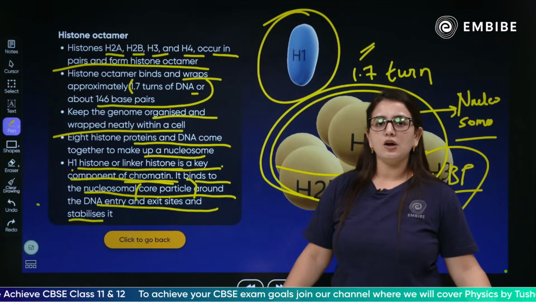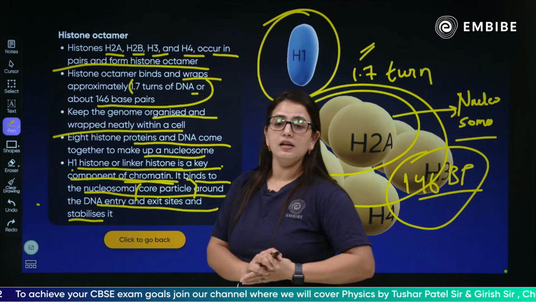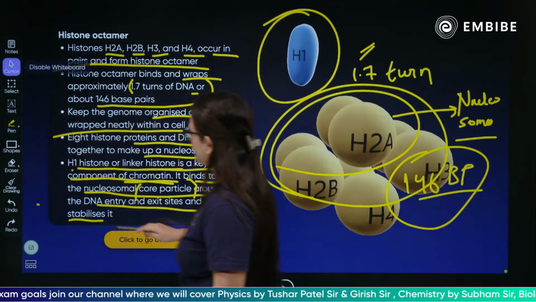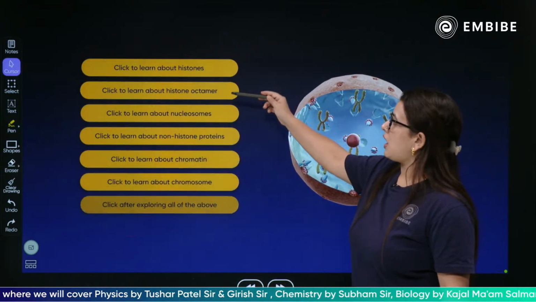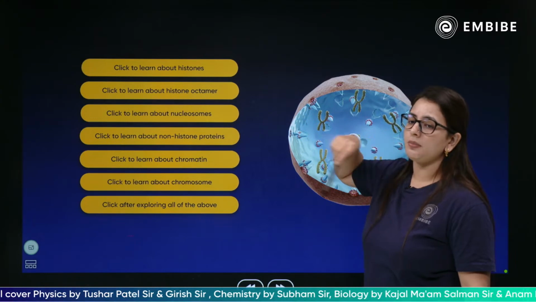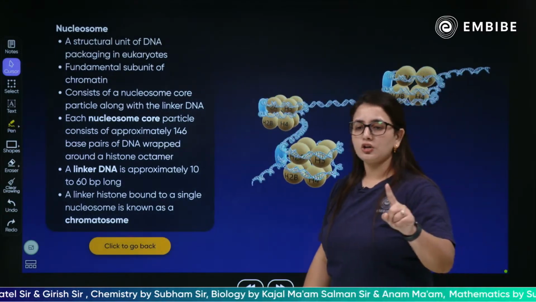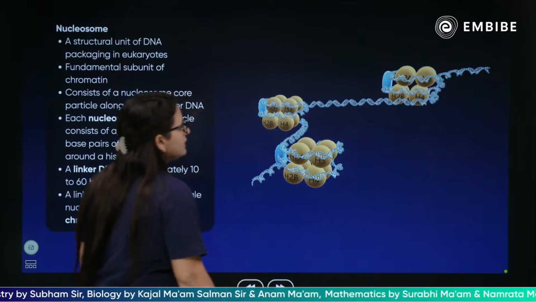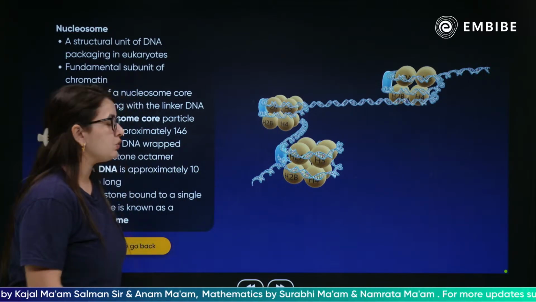Yes, I hope that is clear. This is about the histone octamer in detail. Shall we go back? Let's go back. Okay. We have discussed the histone octamer. Let's learn about the nucleosome. So, your histone octamer with the DNA wrapped around it, this is clearly called a nucleosome.